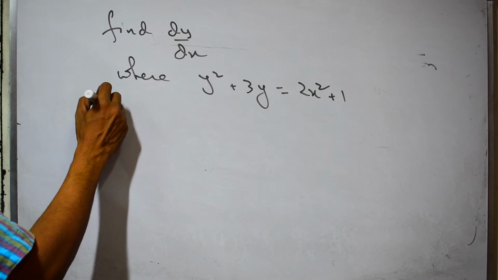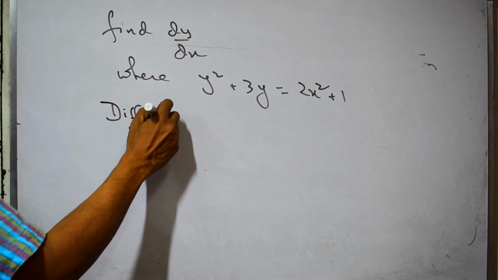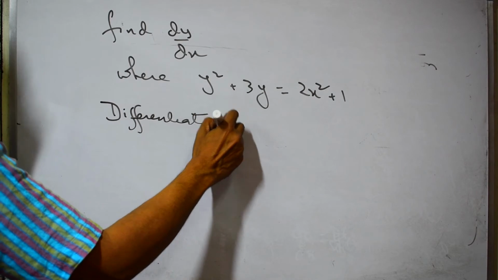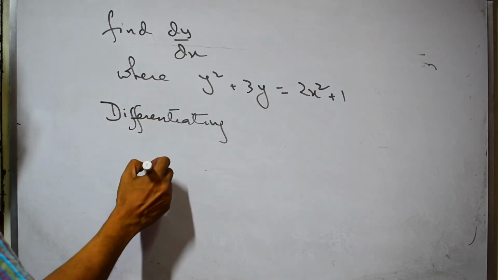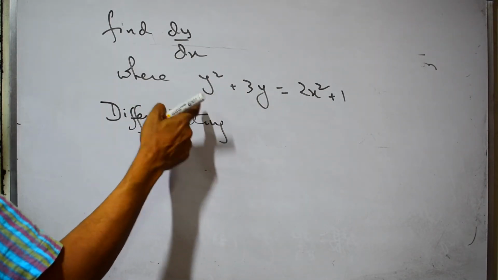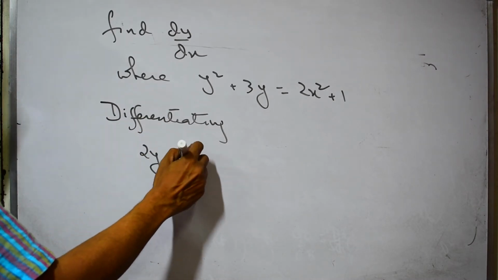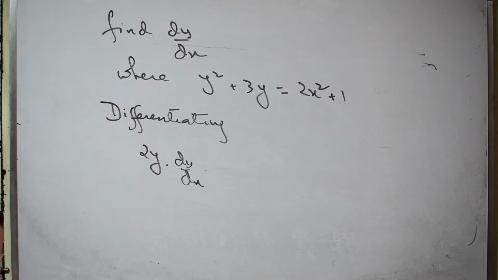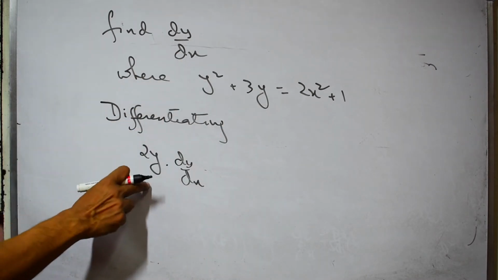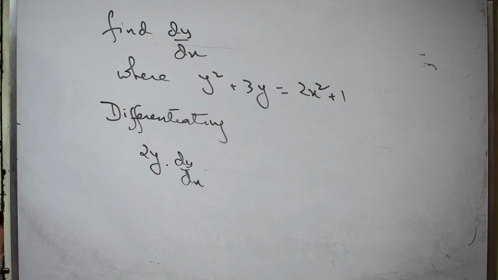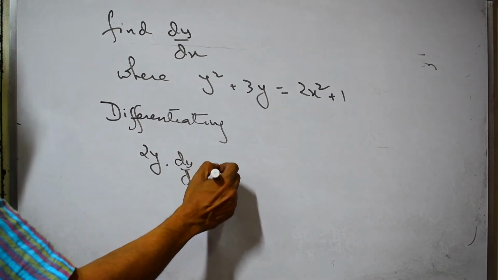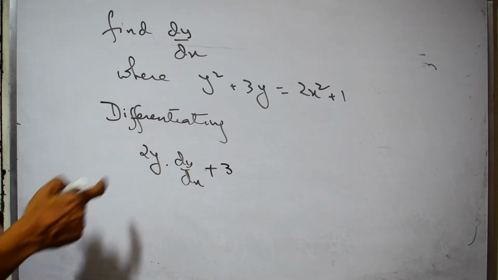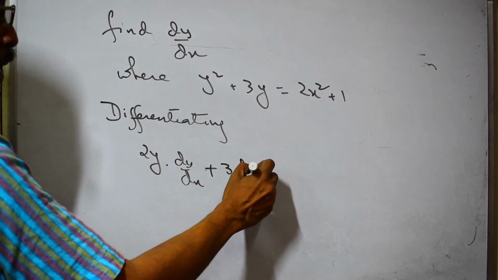We will just differentiate directly. The derivative of y² is 2y, but this is multiplied by dy/dx. That is the implicit part. When you differentiate y in any form, y², y³, log y, anything, you differentiate it as f'(y) and multiply by dy/dx. The derivative of y² is 2y times dy/dx. Next, the derivative of 3y is 3, because the derivative of y is 1, into dy/dx.